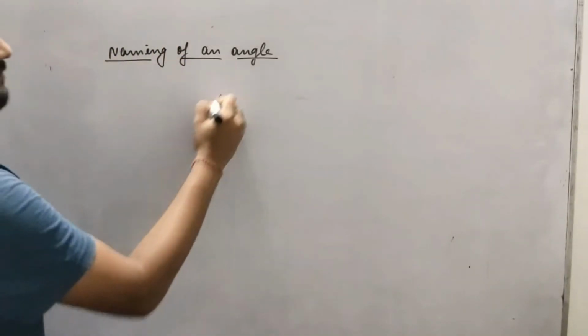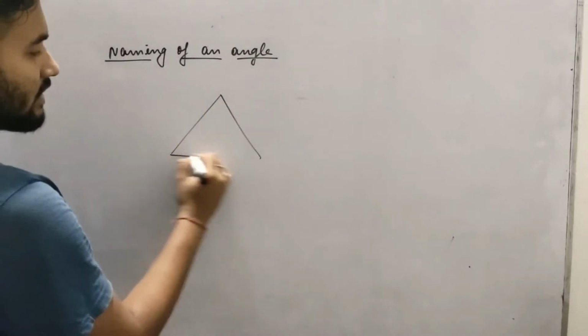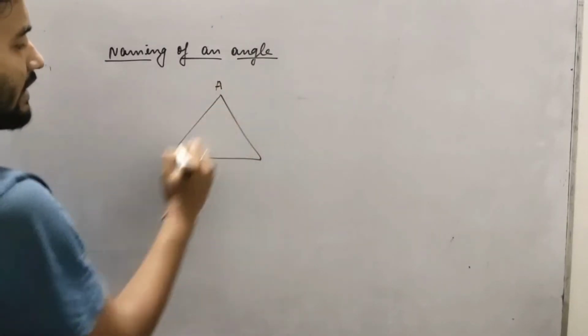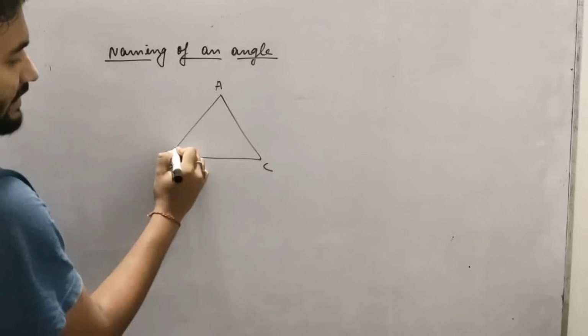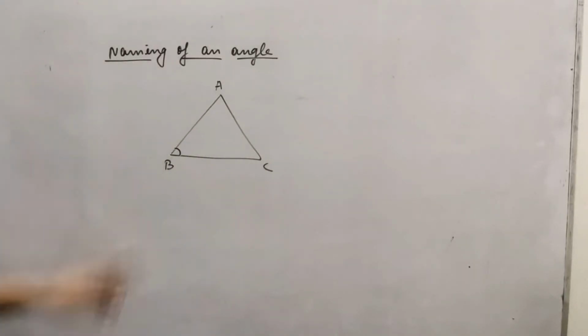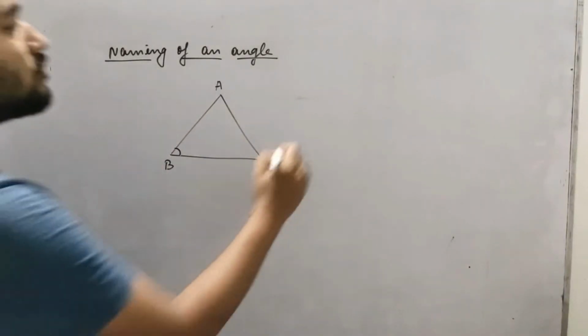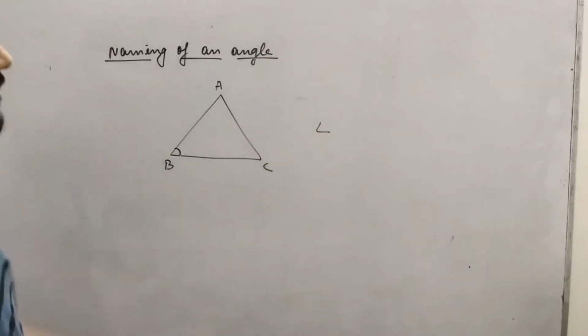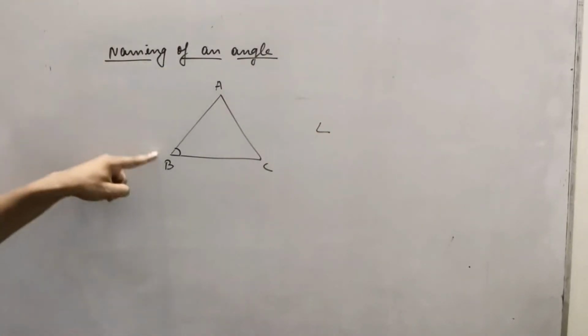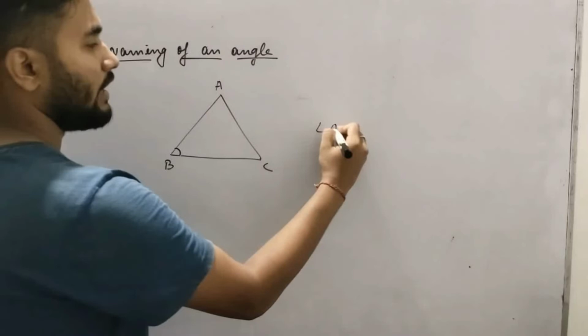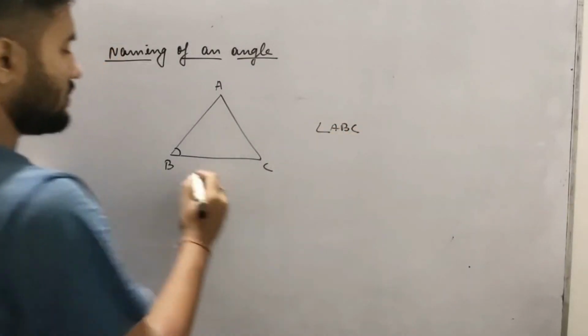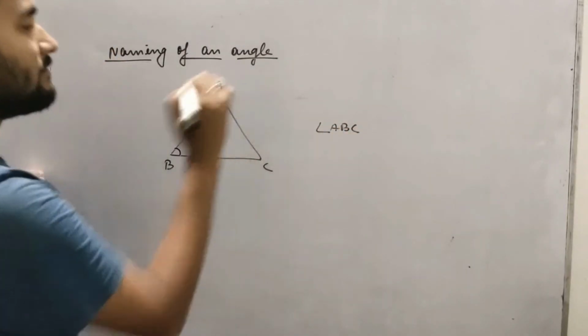So this is a triangle. Now how will we name this one? So this is A, B, C. Name this angle. The vertex is B, so B will stay in between. Start from A: A, B, C. Now I am saying that this is the angle.